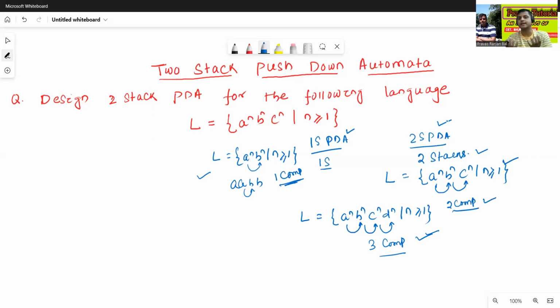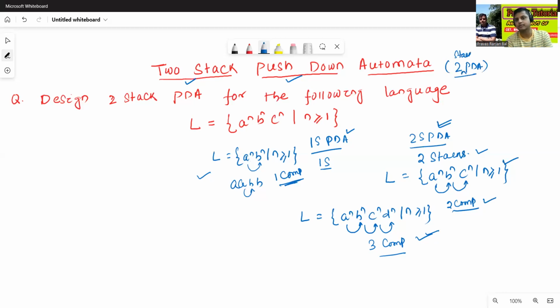Two-stack PDA generally uses two stacks instead of one stack to construct the push-down automata. This is called what? Two-stack PDA. In short, it is called two-stack PDA.